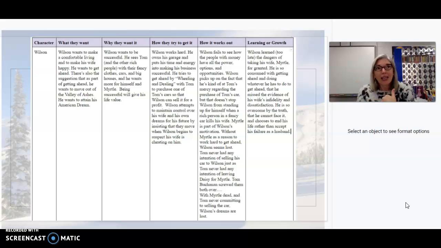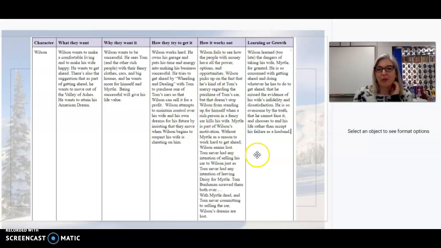And I think perhaps that Wilson might believe that being successful will give his life value, right? That he'll be as good as Tom. He doesn't want to be looked down on the way Tom always looks down on him. How does he try to get it? He works really hard in his garage, trying to make a deal with Tom to buy his car so that Wilson can sell it for a profit so they can finally move. And just really working hard and trying to play nice with Tom so that Tom will sell the car to Wilson so Wilson can finally get ahead.